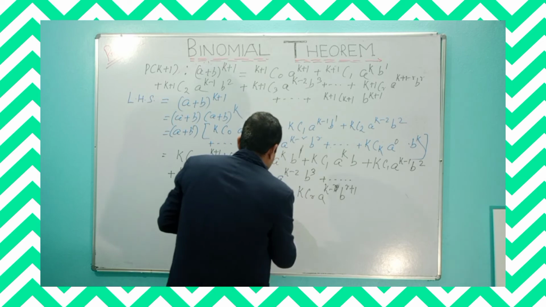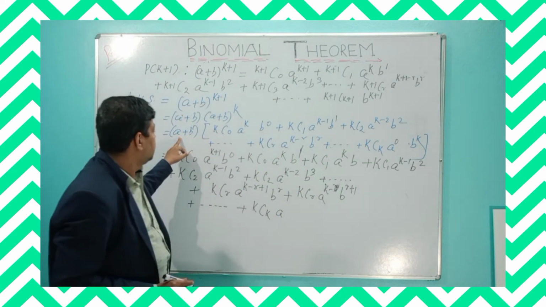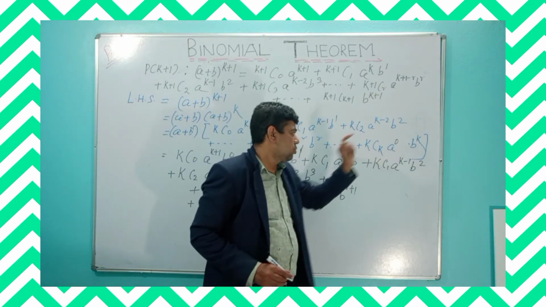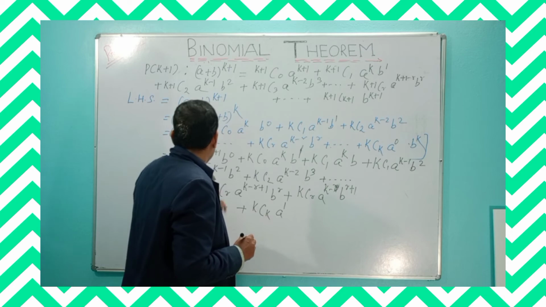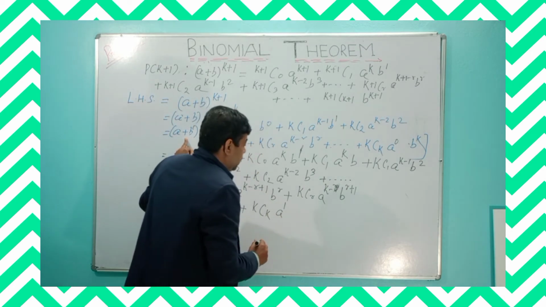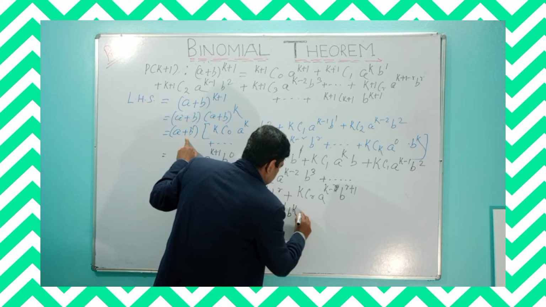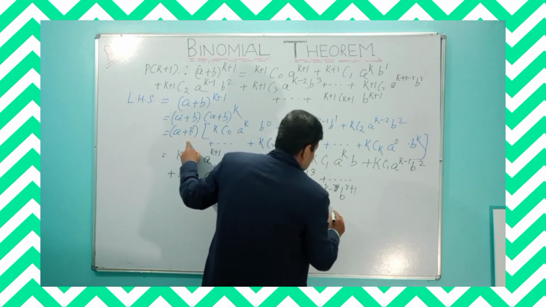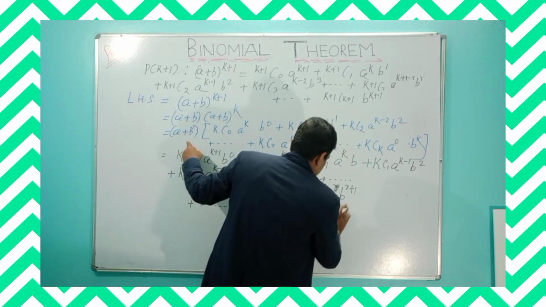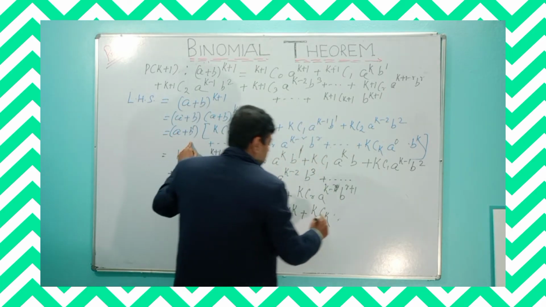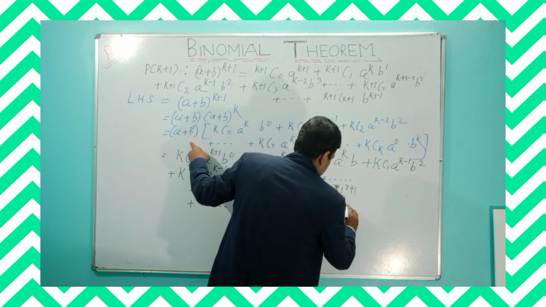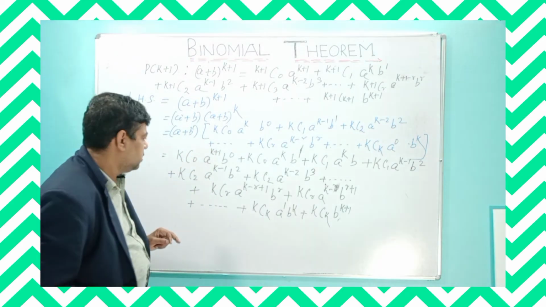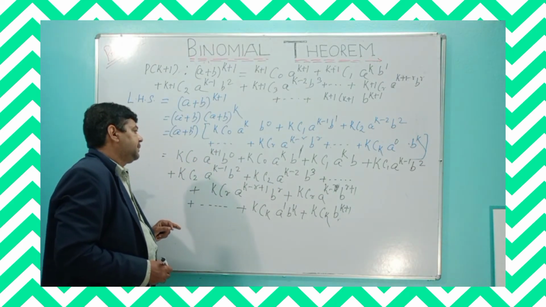So a to the power what? Here the power of a is 1, here the power of a is 0. So 0 plus 1 will be 1, into b to the power k plus kck. a to the power 0 is 1, you can discard it, b to the power k plus 1. Here a to the power 0 is 1, and 1 is the multiplicative identity, so you can discard it. Understand or not?